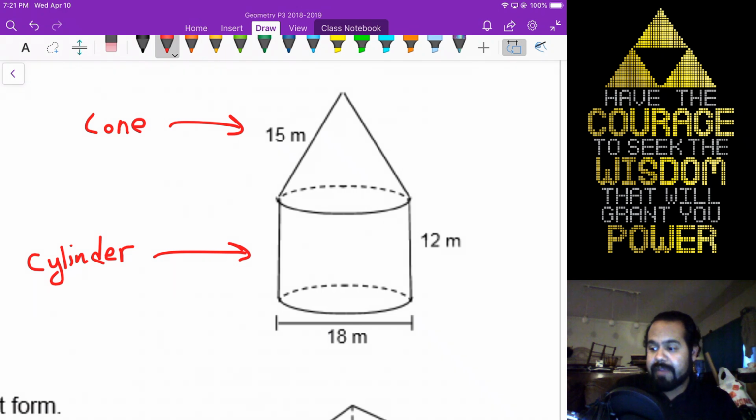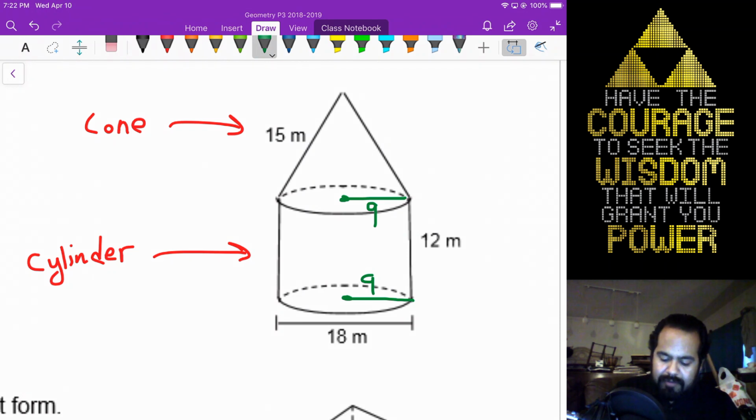So what we're going to do right now is find the information for both of these. Remember that you need the height and the radius for both formulas. Well, considering that the cone and the cylinder both are on top of each other, that means they must have the same radius. So we're going to take half of 18. That's going to get me 9. So 9, 9.